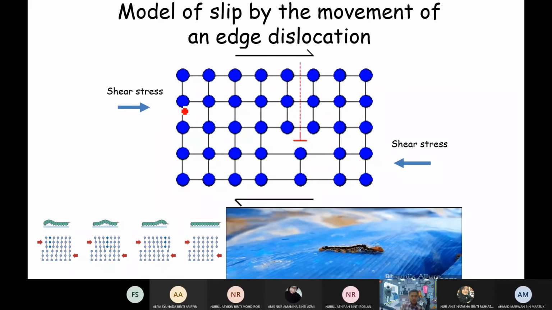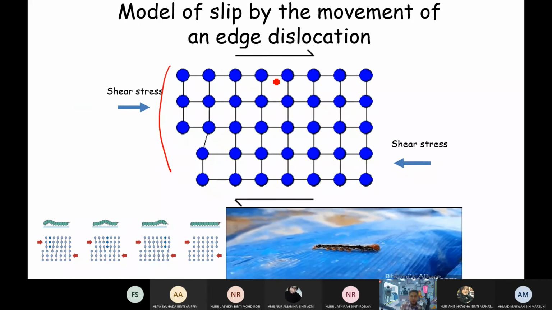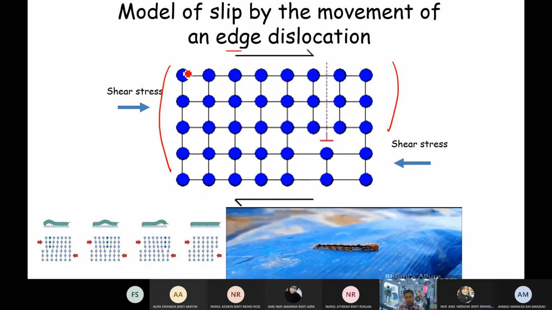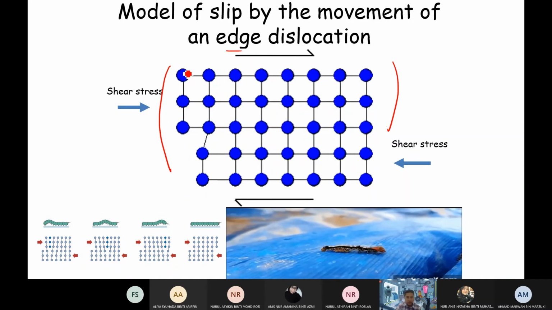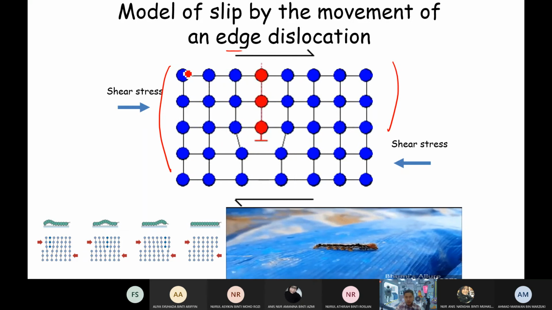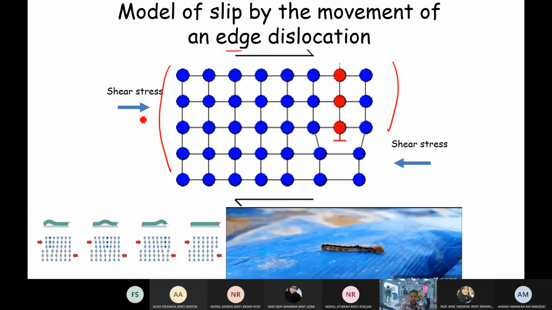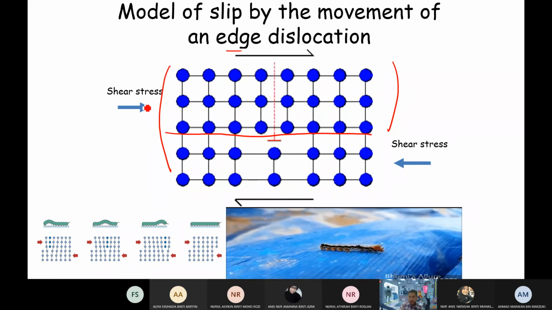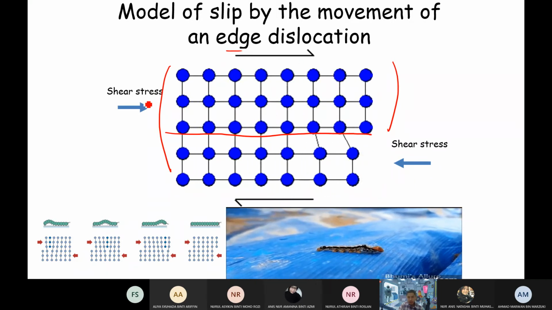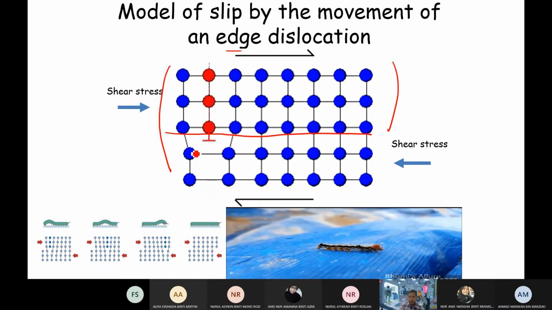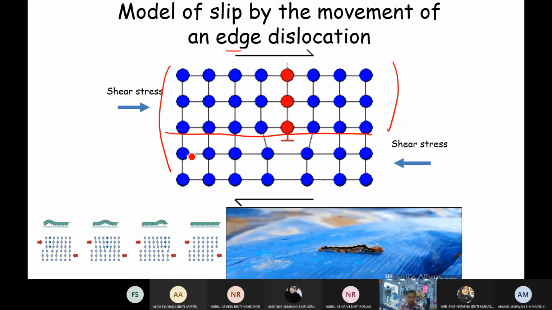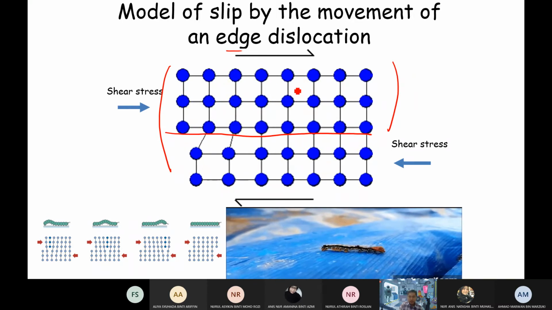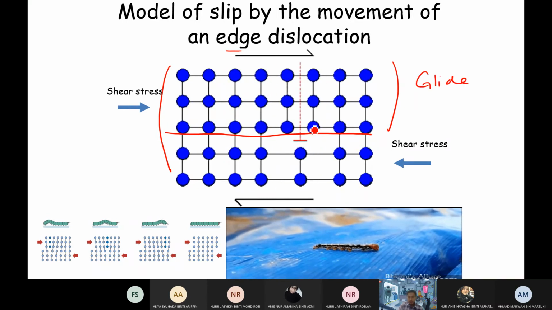Okay, if you look at the animation here, this is the model of a slip by the movement of edge dislocation. So we can see that the movement of a dislocation allows atoms to slide. Okay, kita tengok dekat atas ni. We can see that the movement of a dislocation allows atoms to slide over each other at a low stress, that we call as a glide. Okay, glide or slip.